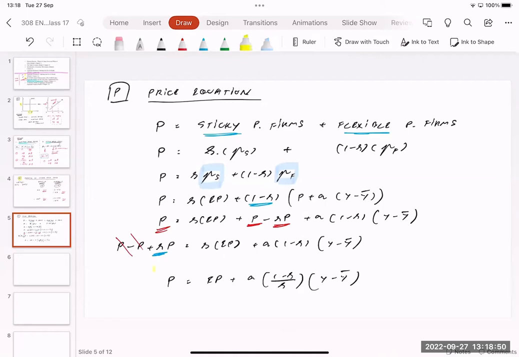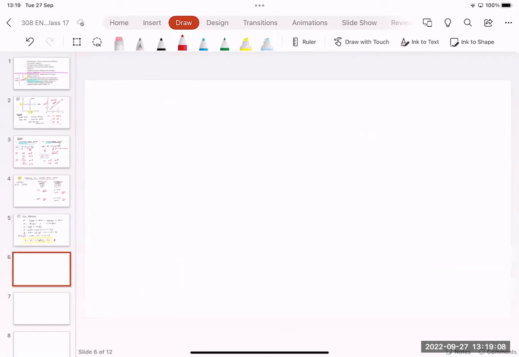This is done. You have the price equation in the end. You got it? This is how the price level comes from, very easy. After you have the price equation, let's go into the detail. What is the meaning of this equation? Let me write it down again: P equal to EP plus A (1 minus S) over S times (Y minus Y bar).